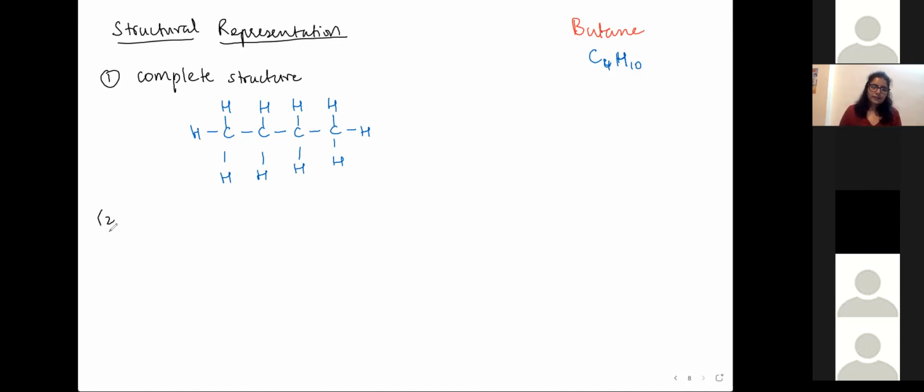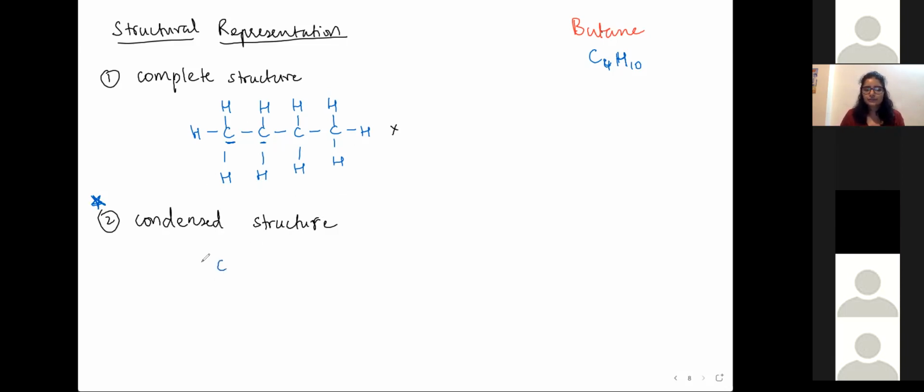Next, you have condensed structure. This is what we'll be working with the most. At least I personally, I'm never going to use the complete structure again. Takes a lot of time, maybe in the beginning for a bit, but condensed is what we'll be working with the most often. So condensed structure, you show the bonds only between the important atoms, only between carbons and maybe the functional groups. So remaining filler atoms like hydrogens, you're going to condense it. You're not going to show the bonds between them.